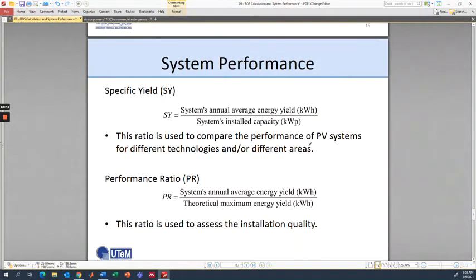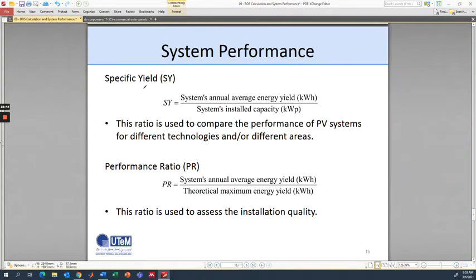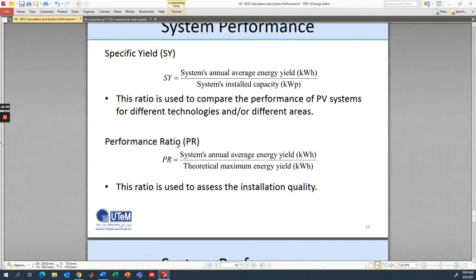Okay, then apart from the energy yield, we need to calculate the system performance. The specific yield ratio is used to compare the performance of PV systems for different technologies and or different areas. So we divide the total energy that is produced in kilowatt hour by the system's installed capacity in kilowatt peak. And then the third one is the performance ratio, which is the system's annual average energy yield divided by the theoretical maximum energy yield. Basically, we want to divide the actual by the ideal. That's the point of the performance ratio.